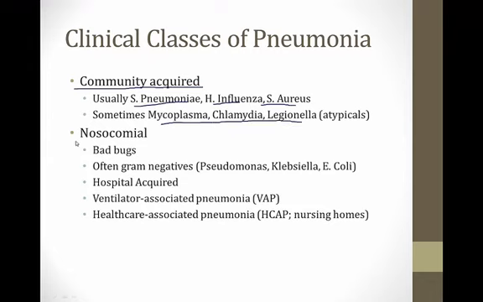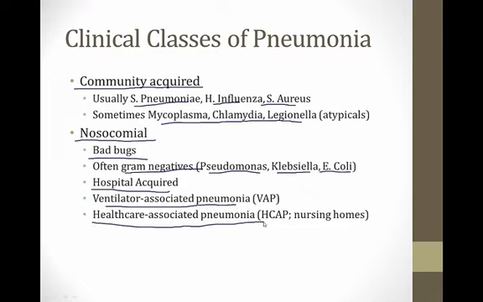Patients who acquire pneumonia when they're in the hospital for another reason often have very bad bugs. These are often gram-negative infections with Pseudomonas or Klebsiella or E. coli. This is sometimes called a hospital-acquired pneumonia. If they acquire the pneumonia when they're on the ventilator, it's called a ventilator-associated pneumonia. And if they acquire the pneumonia when they're in a nursing home, for example, it's called a healthcare-associated pneumonia. And all these nosocomial infections are generally more severe and harder to treat than the community-acquired cases.